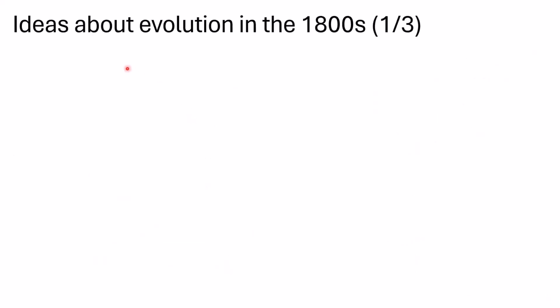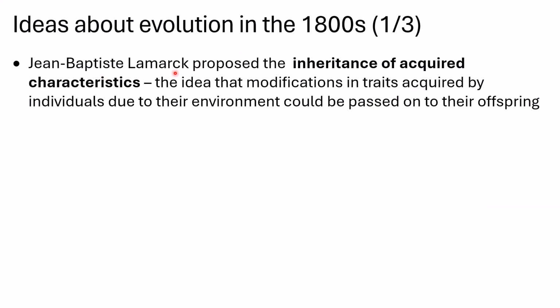Darwin and Wallace were not the first to come up with the idea of evolution, although they were the first to propose natural selection as the mechanism. There have been written ideas about evolution as far back as 500 BC. But the first fully formed explanation was by Jean-Baptiste Lamarck, who proposed inheritance of acquired characteristics.